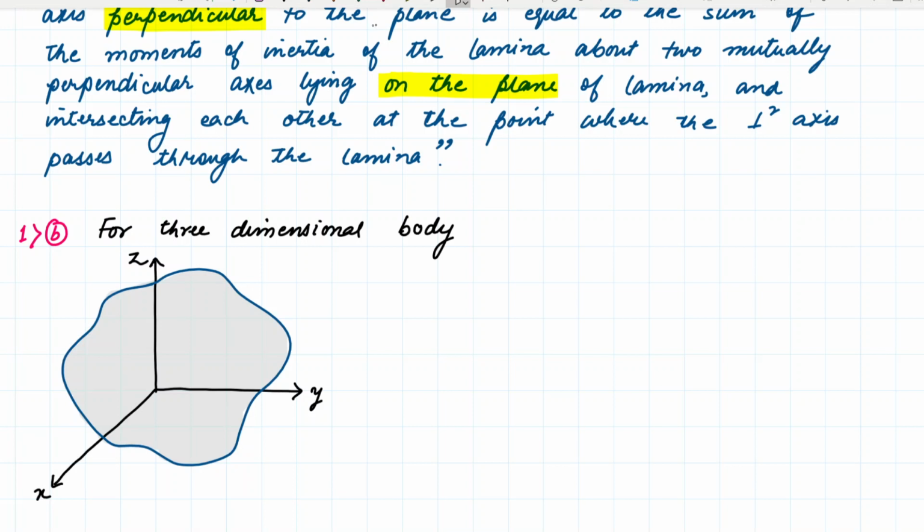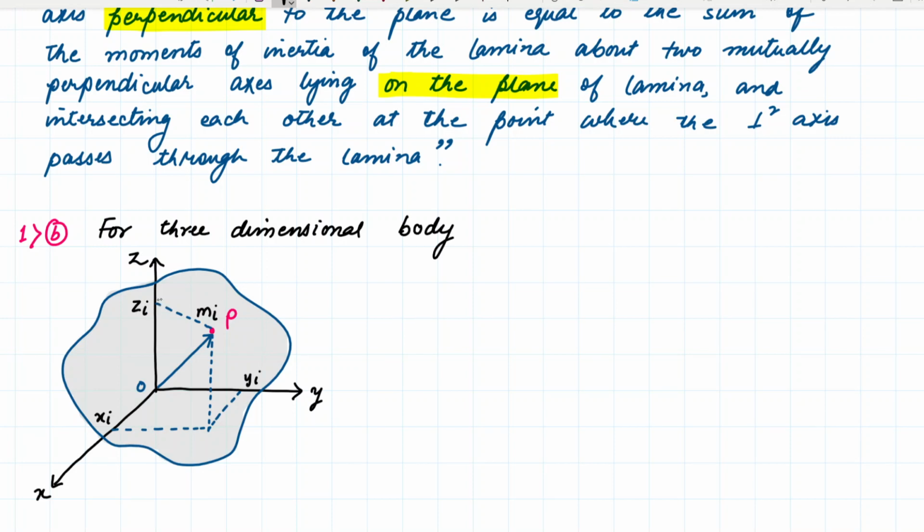So let's suppose that there is a point P at any random point in 3D space, and this point P has a distance of r from the origin O. Let's suppose this is mi, and it has coordinates of xi, yi, and zi.